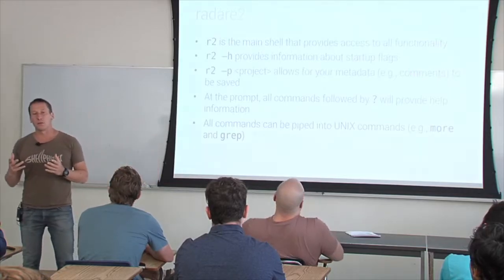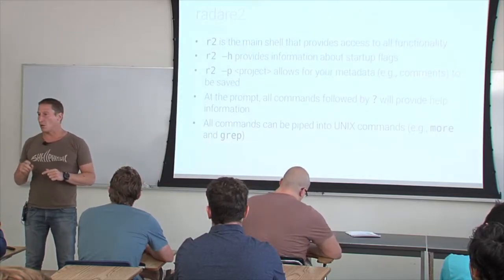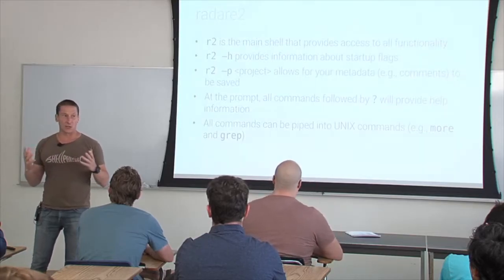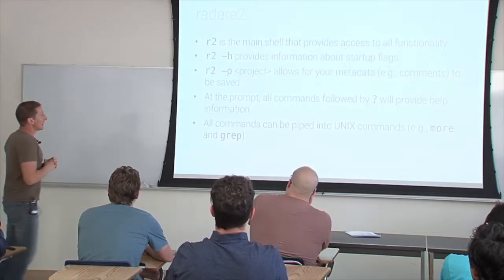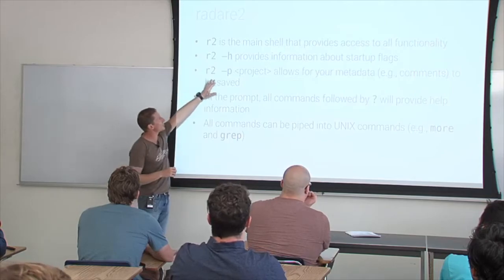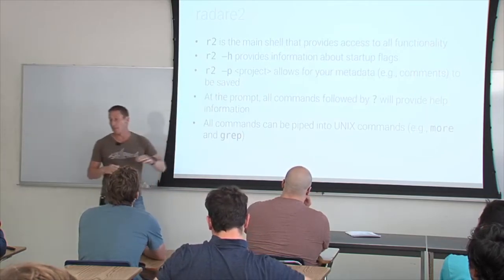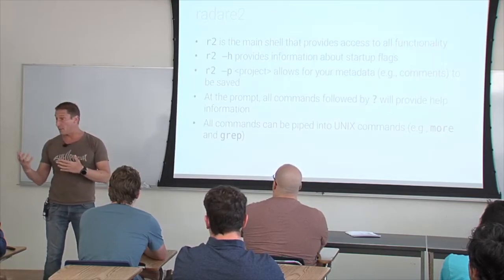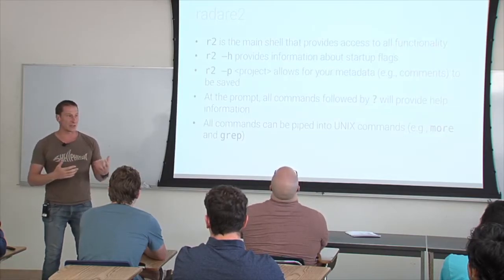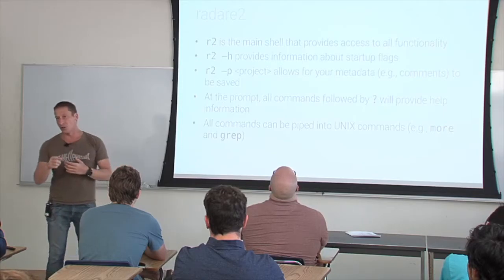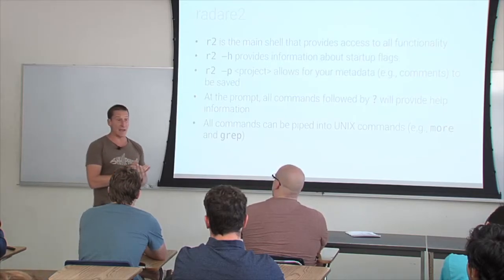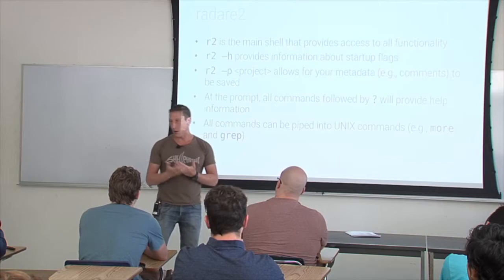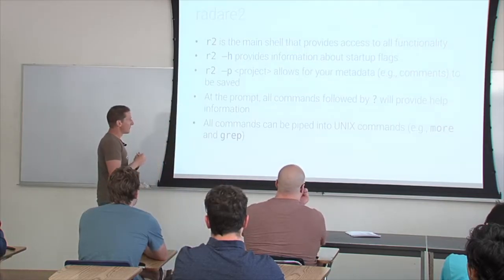So whenever you're confused, you usually do a question mark or an H, and you get some information about what's going on. And you can also save projects. So for example, if you're analyzing a binary and you find certain functions, you give certain names to functions or to variables. You can say, oh, this is probably a counter. You add a comment. You want to save that. So when you reopen the same file, you actually have that information available.